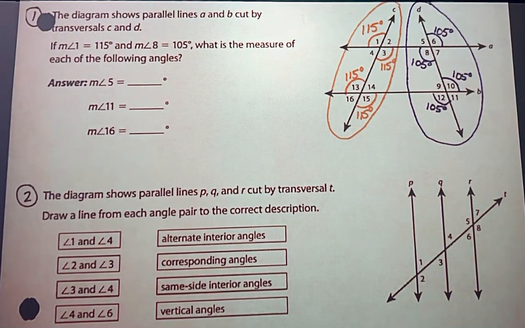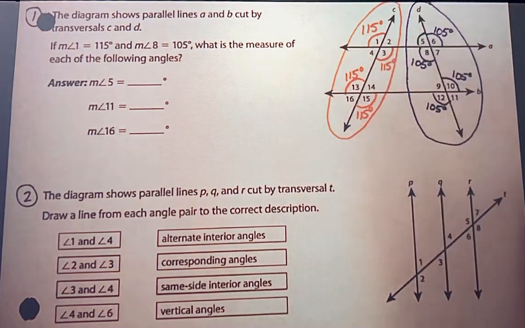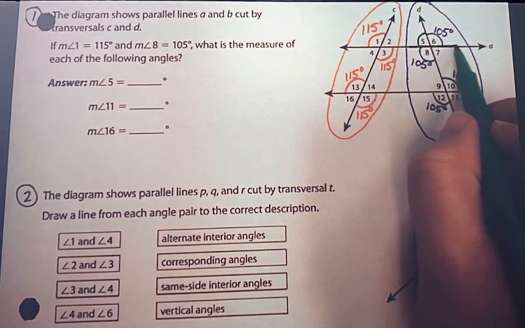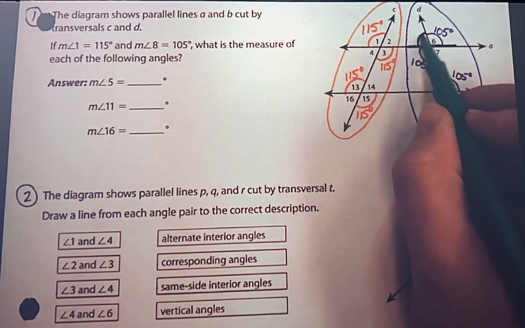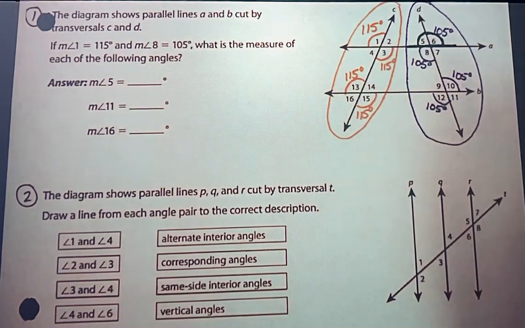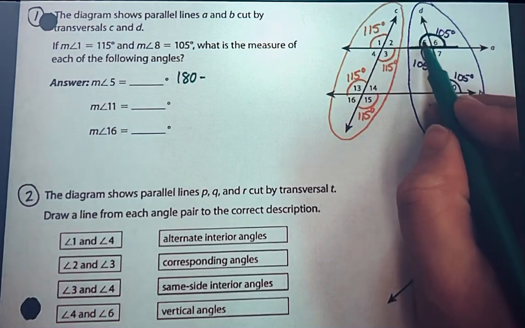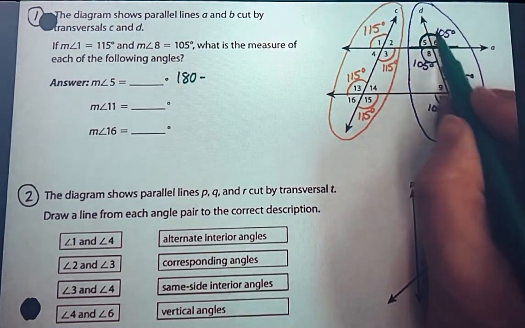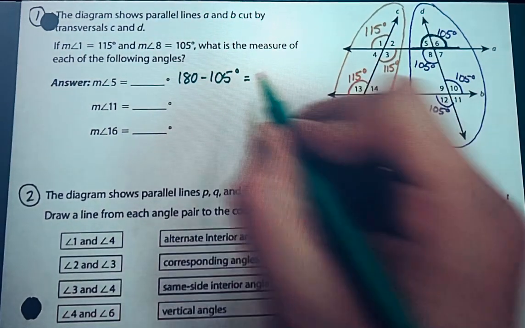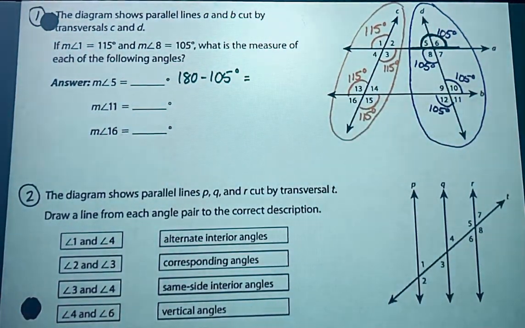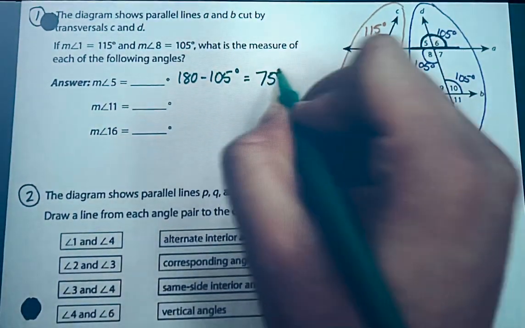Now we're trying to find angle 5. Angle 5 is right here. If I know this line all the way over is 180 degrees, all you have to do is say, what is 180 minus the piece that's given, which is 105, and that will give you the answer of 75 degrees.